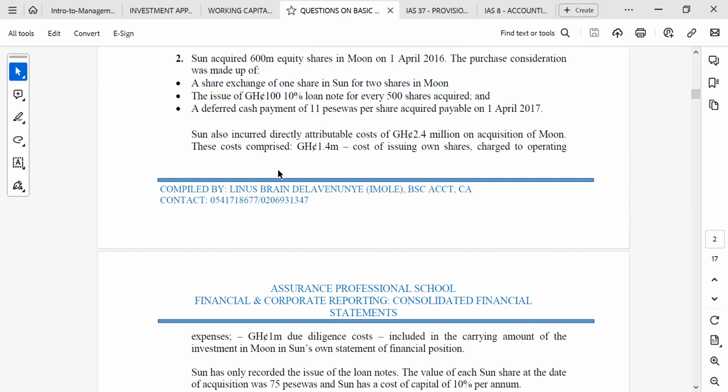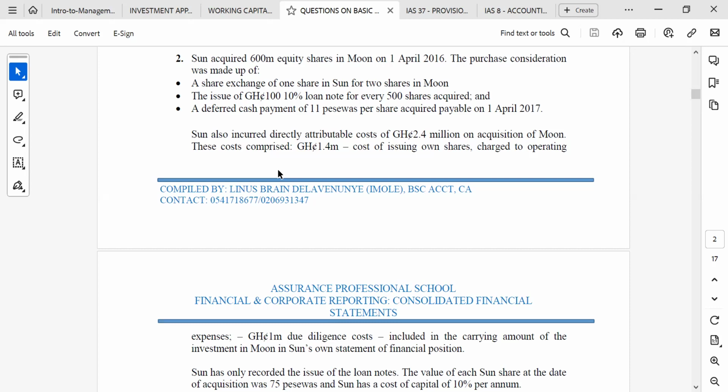Sun also incurred directly attributable cost of 2.4 million on acquisition of Moon. This cost comprised of 1.4 million cost of issuing own shares charged to operating expenses, and 1 million due diligence costs included in the carrying amount of the investment in Sun's own statement of financial position. All right, thank you. Just stop there for us.